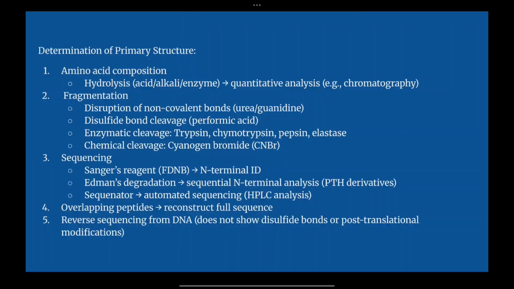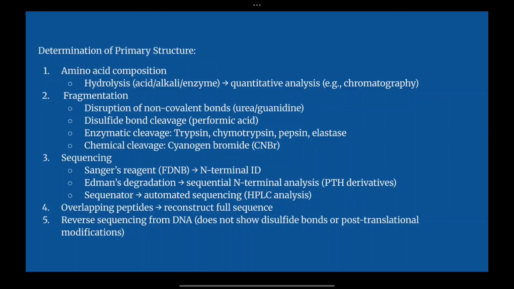So this is the structure of a primary protein. Now, how do we determine a primary structure? It is based upon the amino acid composition, hydrolysis and chromatography. Using acid, alkali or enzymes with the chromatography technique, you can determine hydrolysis, and quantitative analysis can be used to determine the amino acids. What type of amino acid is present can be determined by the chromatography technique.